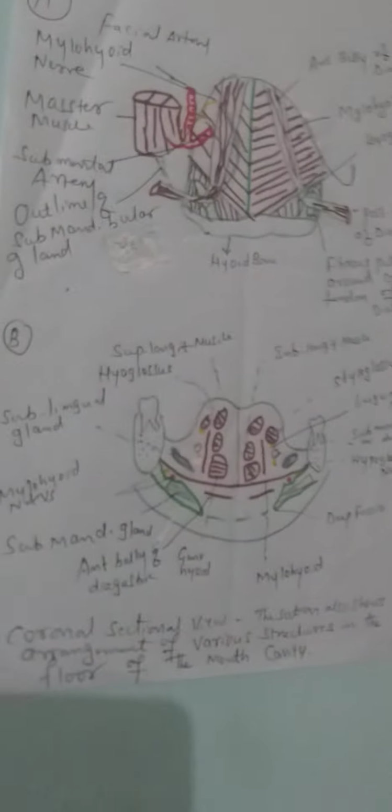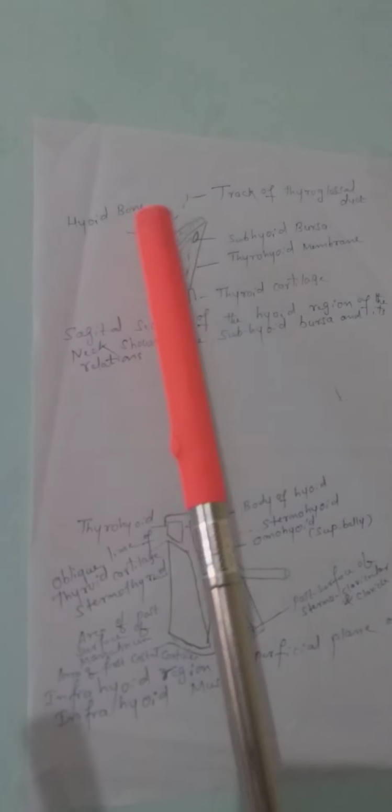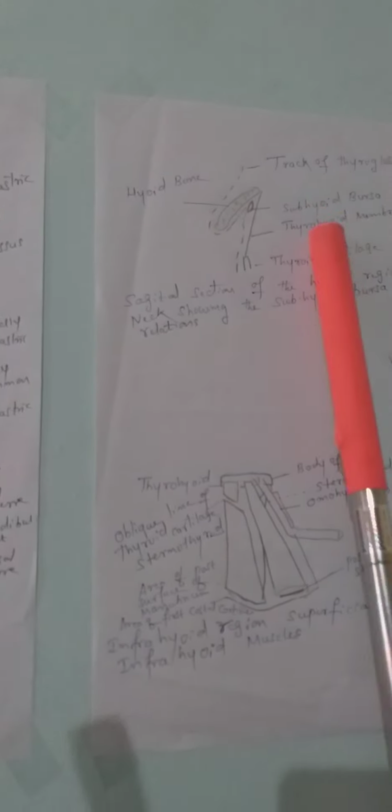Now, before going on, you can see there is one bursa here, the subhyoid bursa, between the thyrohyoid membrane and the hyoid bone. What is a bursa? A bursa is a small sac which contains synovial fluid, which lubricates during swallowing, during the movement of the arytenoid. It helps the hyoid bone.